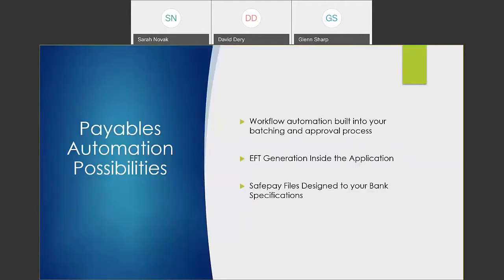So today we'll be looking at 3 different functions in GP that you may not be using today or perhaps don't even know existed prior. We'll look at workflow, which allows you to build some automation into your batching and approval processes. Again, today we're focusing on accounts payable, but I will show you a slide at the end that shows all the areas that workflow touches in GP and can be used.